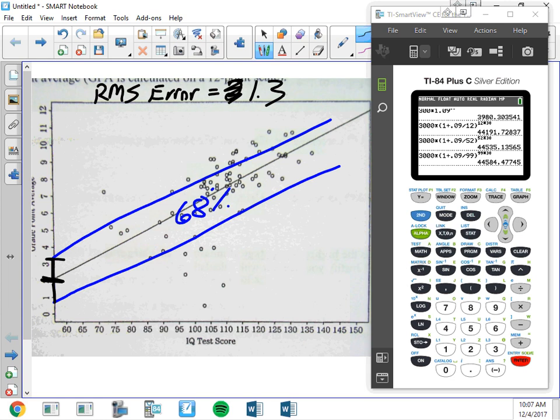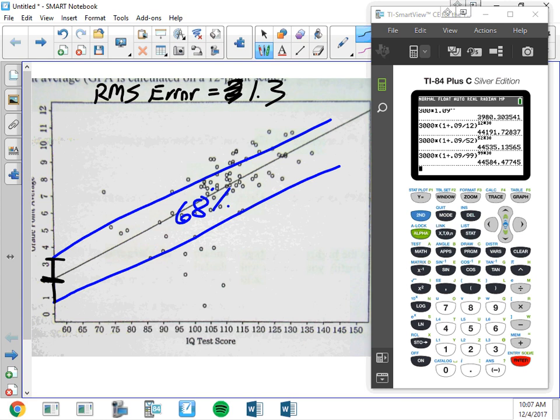Okay, does everybody understand the difference between SD and RMS error? They do exactly the same thing in different circumstances. The SD compares a series of numbers to themselves, and the RMS error compares Y values to the regression line. But the 68, 95, 99.7 rule applies to both.